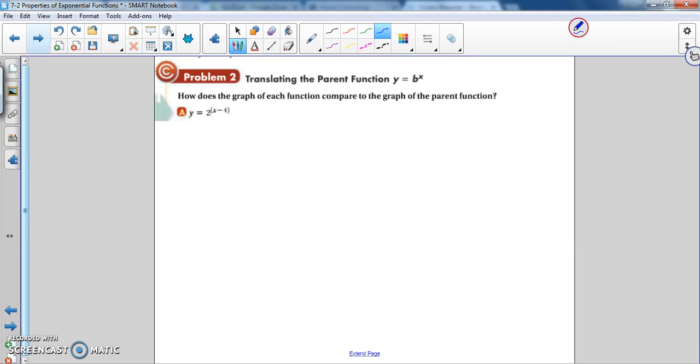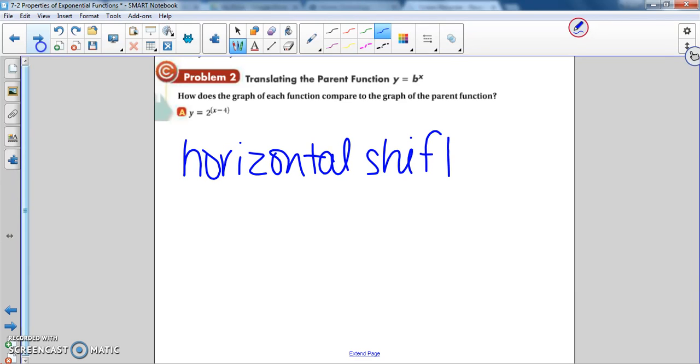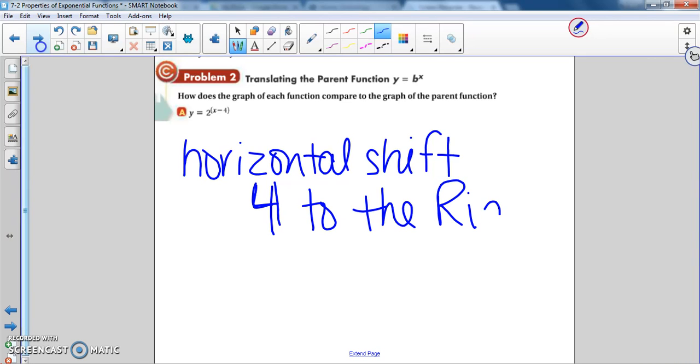So how does the graph of each function compare to the graph of the parent function? We have y is equal to 2 to the power of x minus 4. Since we're on the inside, this is a horizontal shift, and we are shifting 4 to the right. We have to remember the right because horizontal is left and right, which is opposite on the inside.